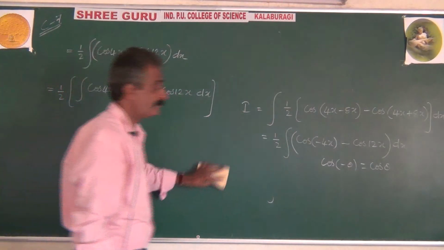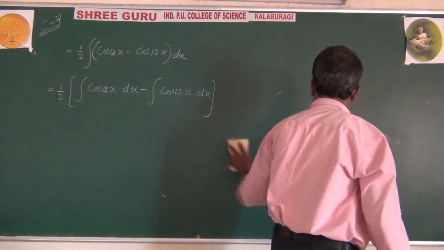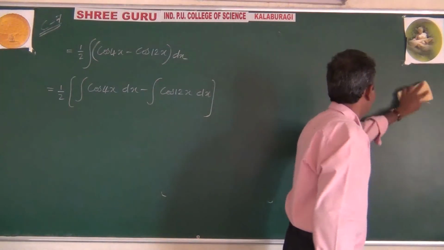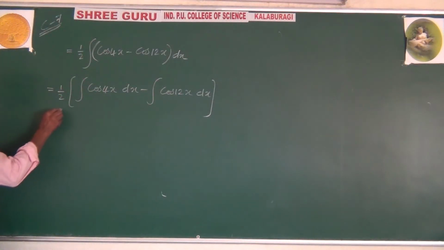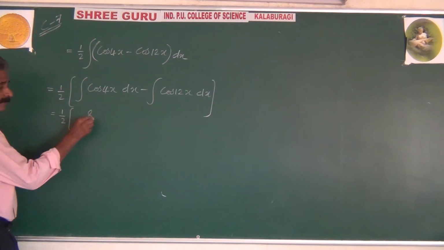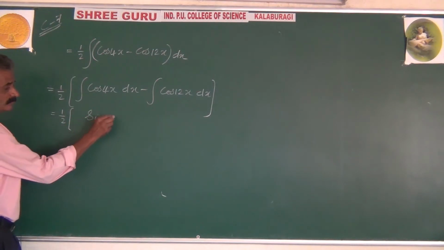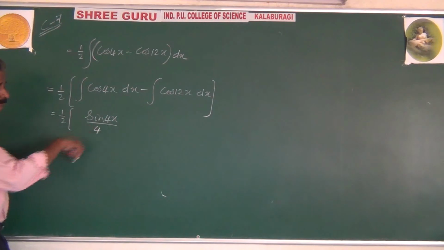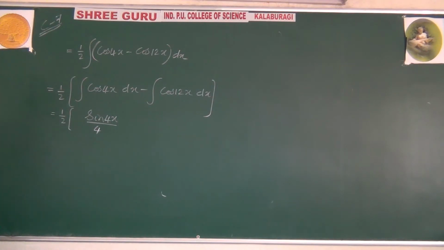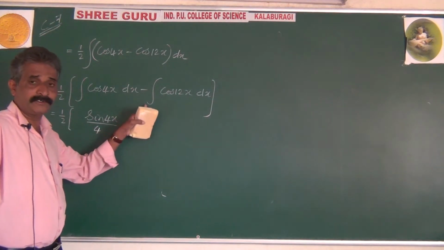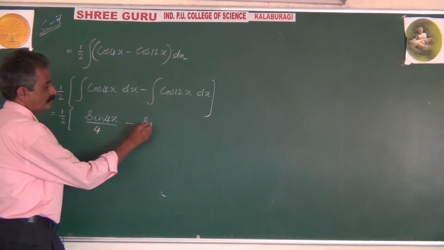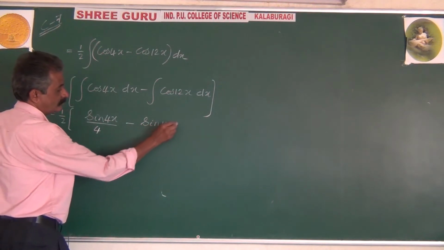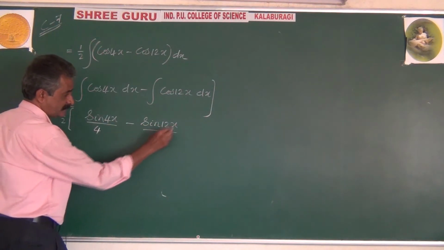Now applying the formula of integration, 1 by 2. How much is integration of cos 4x? Sin 4x divided by 4, or into 1 by 4. Similarly, integration of cos 12x is sin 12x divided by 12, plus a constant.